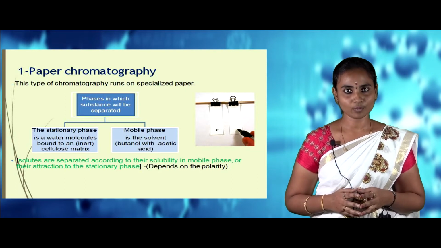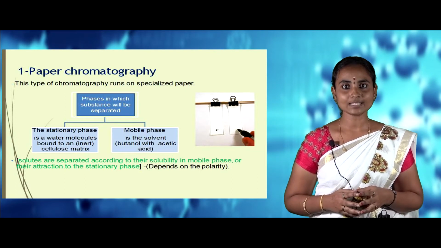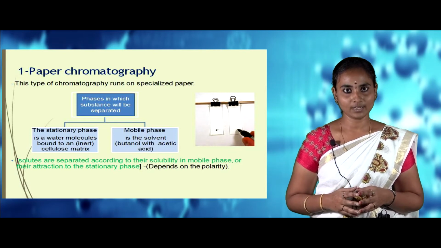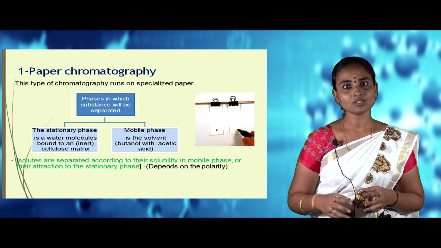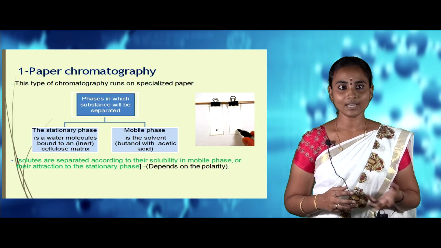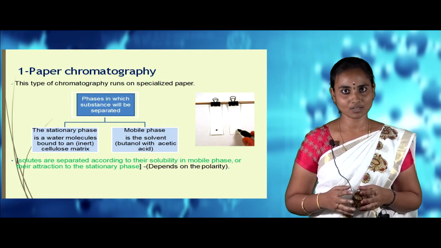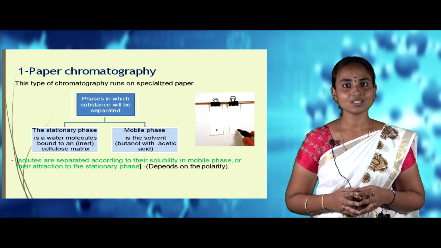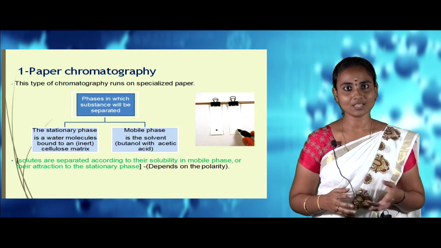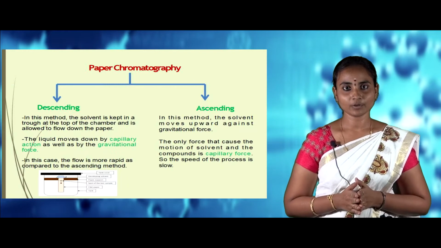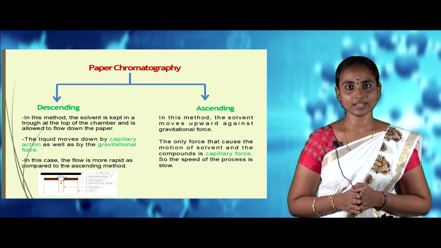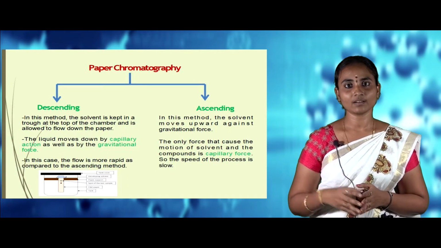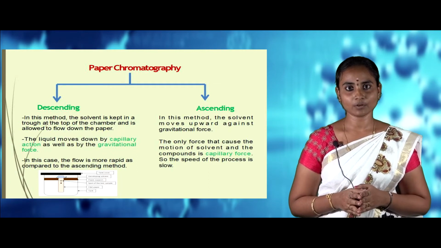In this type of chromatography, the solutes are separated according to their solubility, whether they are highly solubilized in the mobile phase or attracted towards the stationary phase. And here the solvents and solutes get separated based on their polarity and also their solubility. Paper chromatography mainly involves two different types. One is descending paper chromatography, another one is ascending paper chromatography.